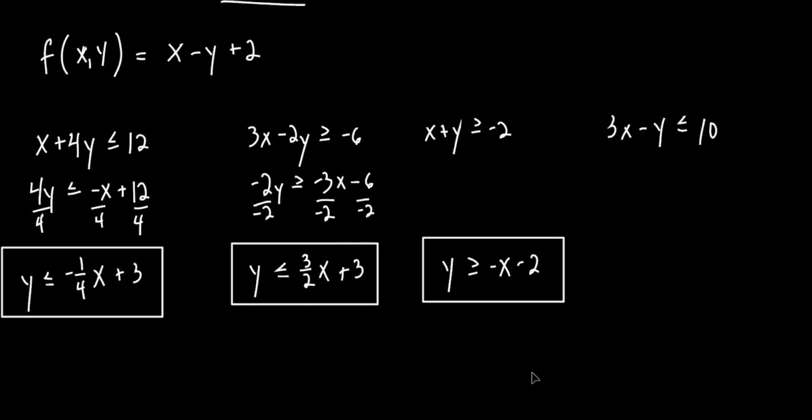We got one more to do. Should be writing these down. In fact, you could probably be a step ahead of me, right? When I was working on this one, you probably already had it down, then start working on the next one. So I subtract a 3x, so negative y is less than or equal to negative 3x plus 10. Divide everything by a negative. If I divide by a negative, then I got to change the inequality, and so that's going to be a positive 3x minus 10.